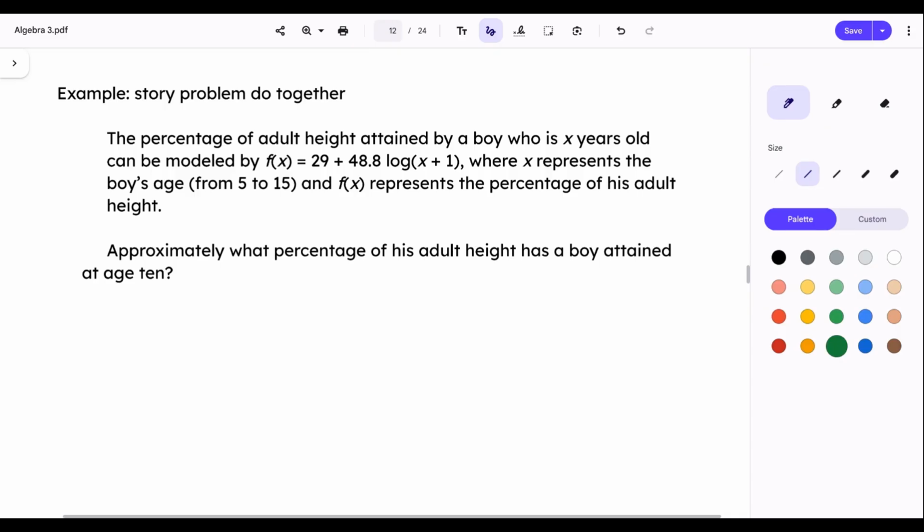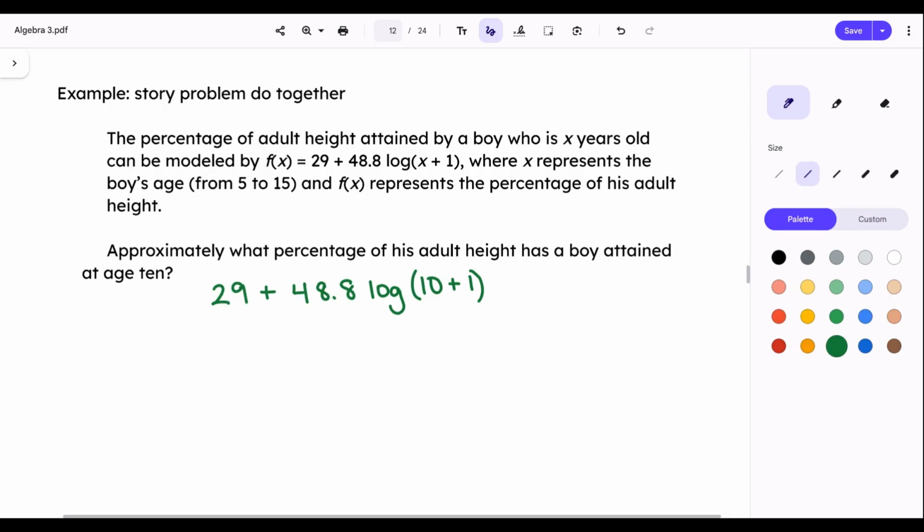Using my equation, I'm going to take 29 plus 48.8 log, and instead of x, I'm going to put 10, and then plus 1. So it's rewritten like that. Then I'm going to use my calculator. I'm going to type in 29 plus 48.8. Now I'm going to hit my log button, and it's going to automatically pop in log and then parentheses. In here you can do 11, or you could type out 10 plus 1 if you really wanted to.